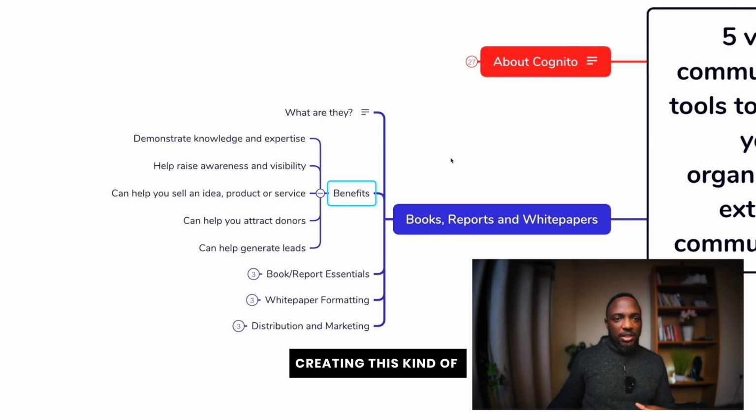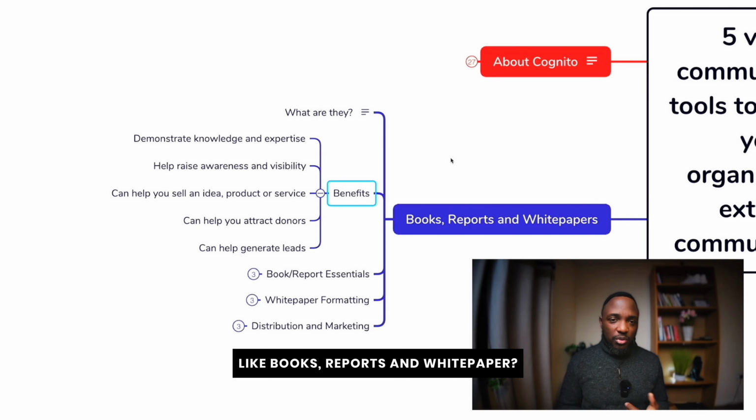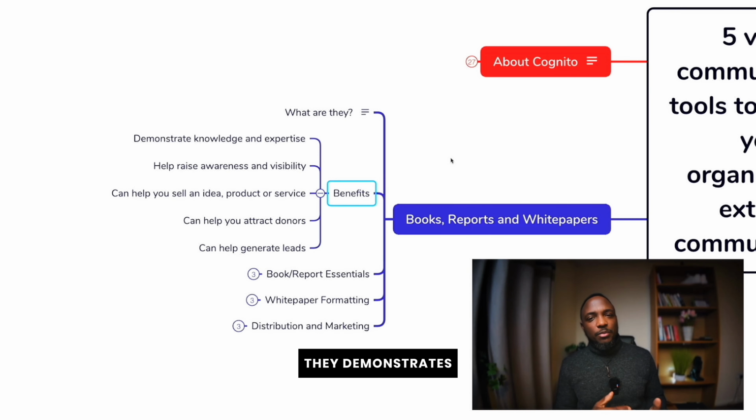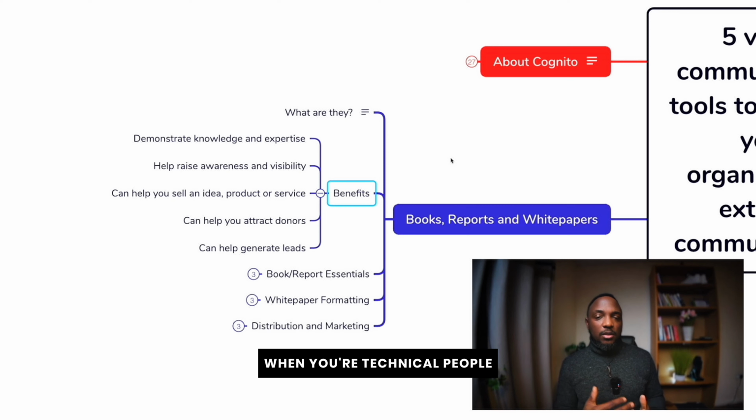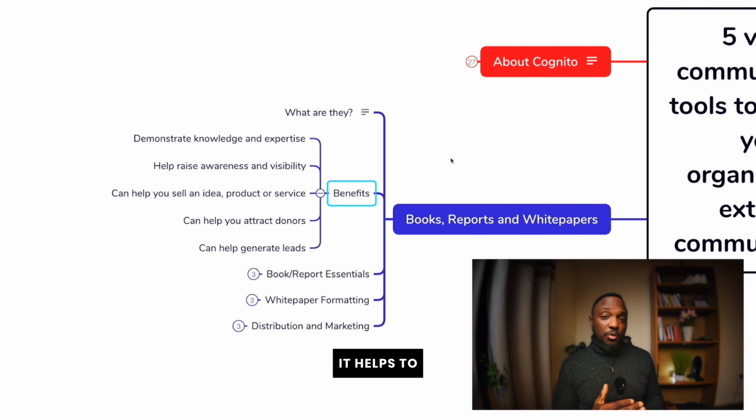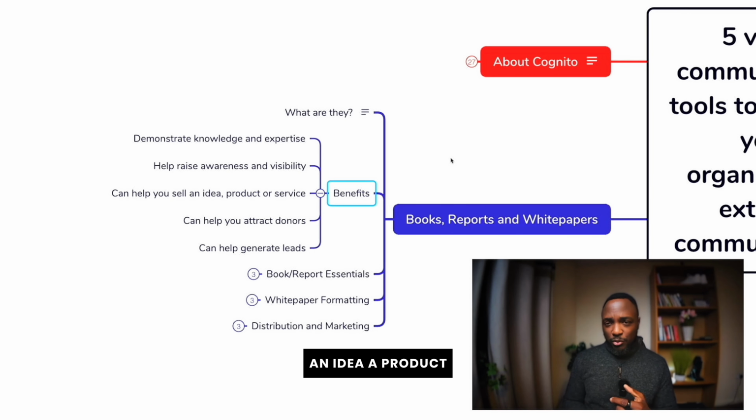What are the benefits of creating these kinds of visual communication tools like books, reports, and white papers? Number one, they demonstrate the knowledge and expertise that exists within your organization. When your technical people are writing technical briefs, reports, white papers, books on specific topics, it shows knowledge and expertise. It helps to raise awareness and visibility of your project, of your work, and it can help you to sell an idea, a product, or a service.